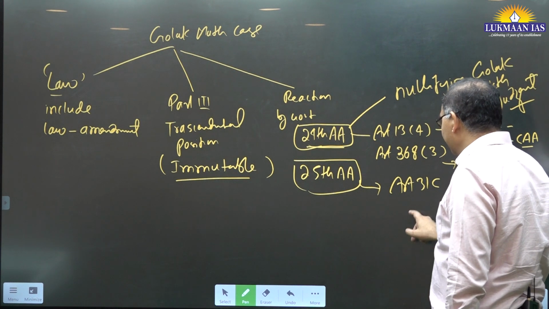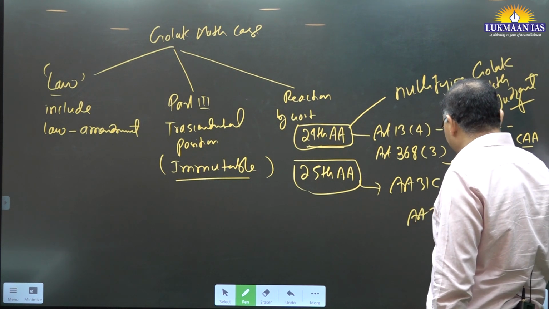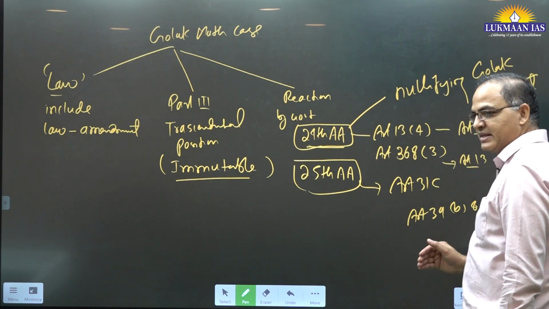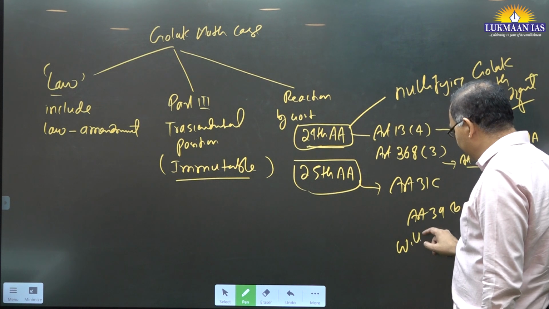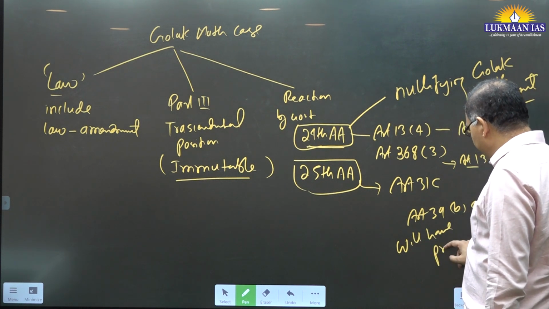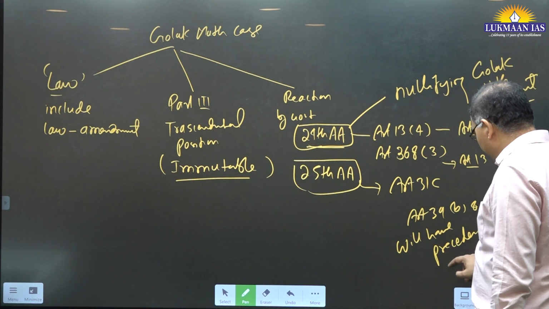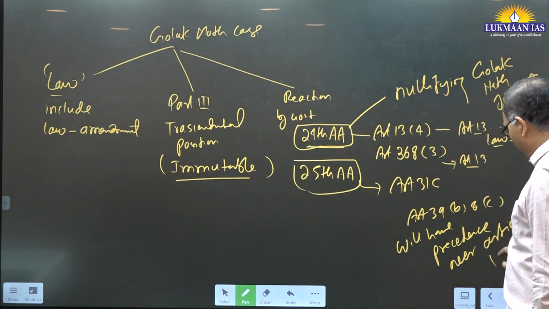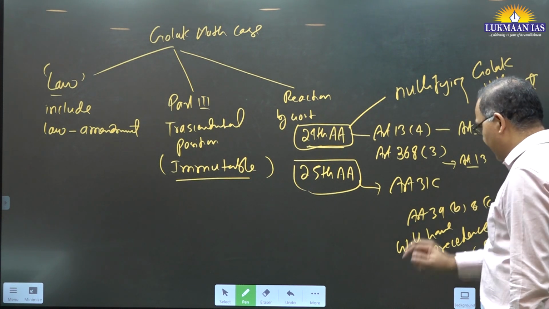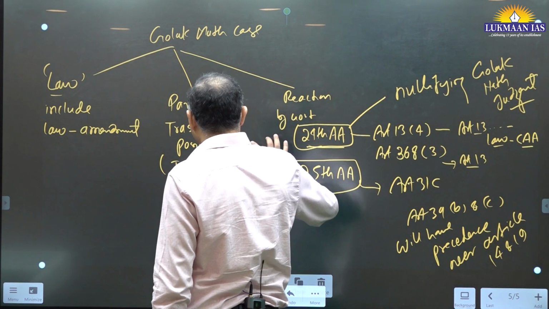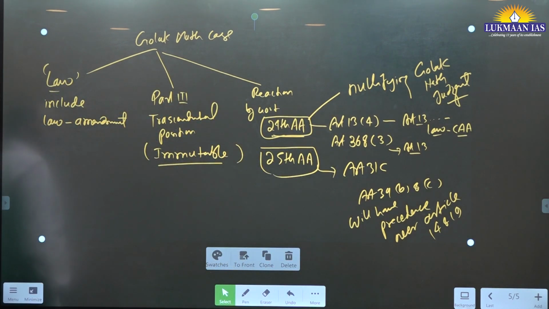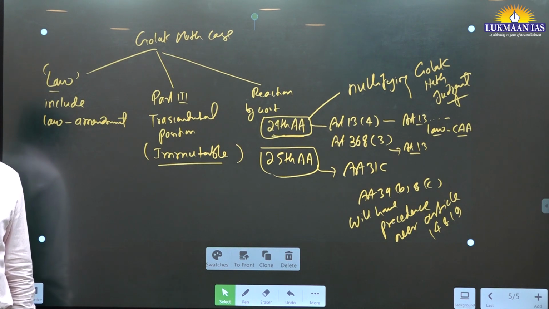31C says that Article 39B and C will have precedence over Article 14 and 19. Now 39B and C are related to reduction in concentration of wealth, redistribution of wealth.